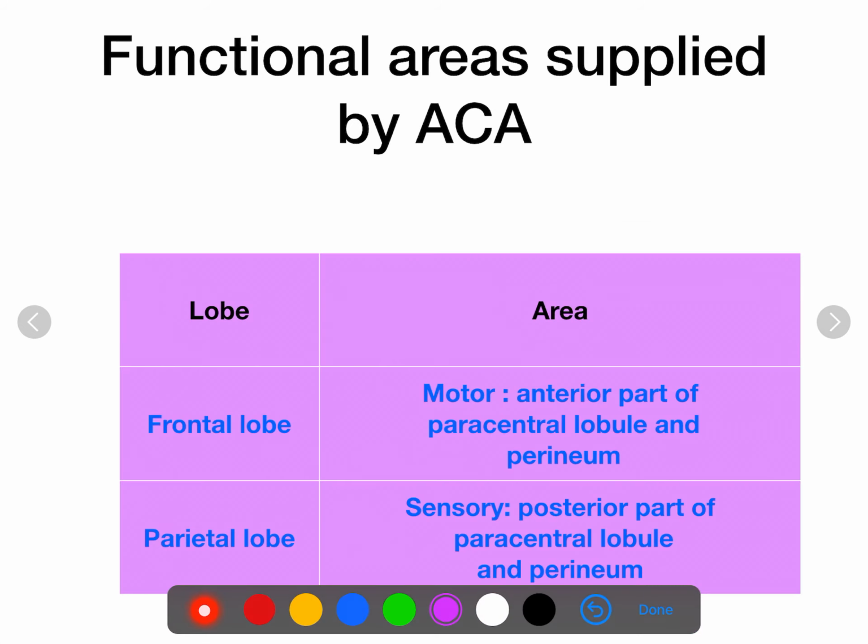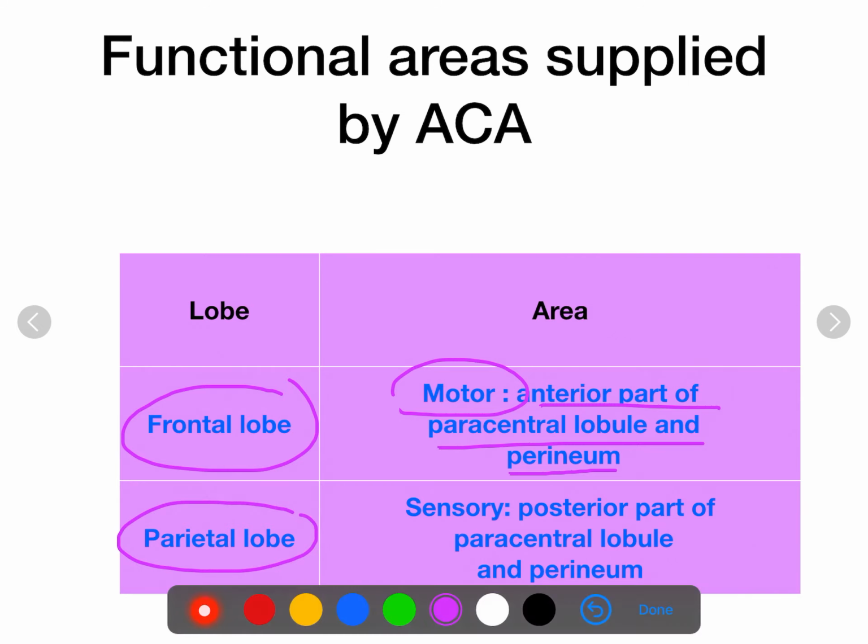So the functional area supplied by the anterior cerebral artery in the frontal lobe involves the motor area, that is the anterior part of the paracentral lobule, and it is also concerned with the sense of defecation and micturition. In the parietal lobe, we have the same area but the posterior part, with the sensory modalities.